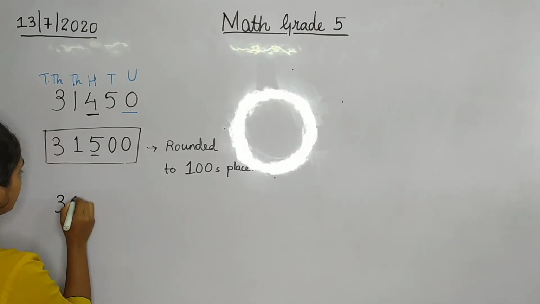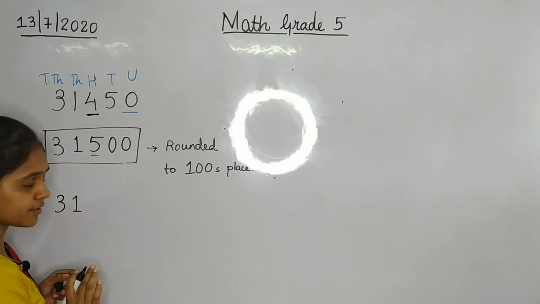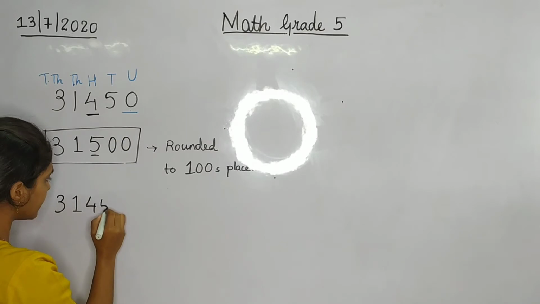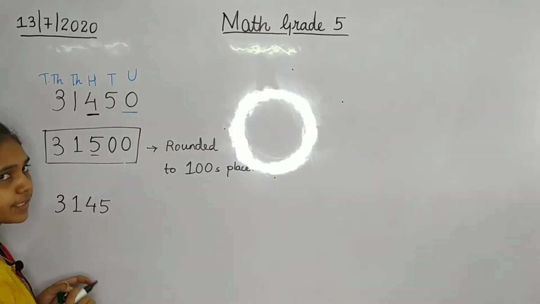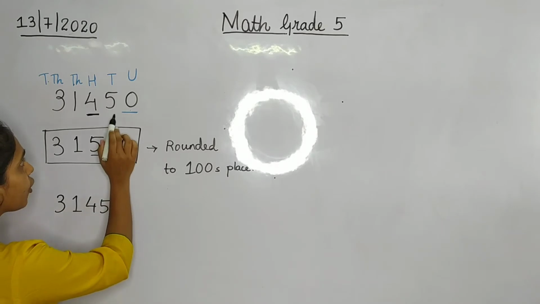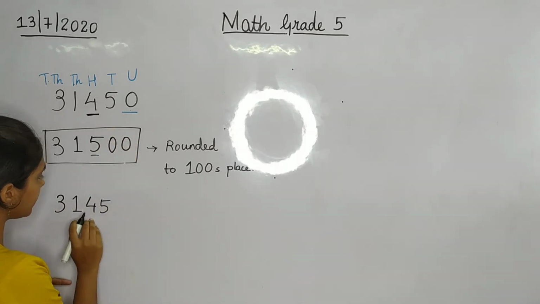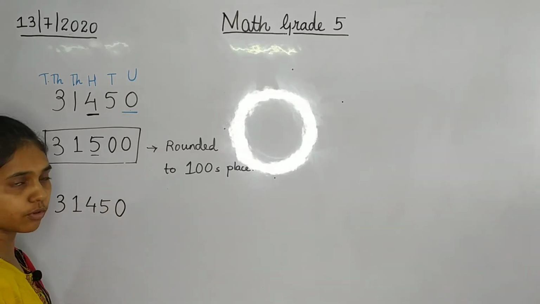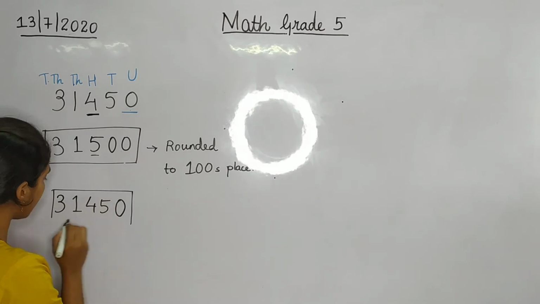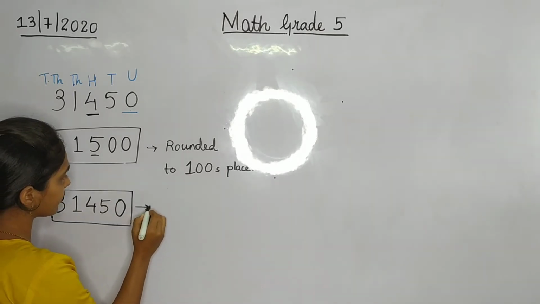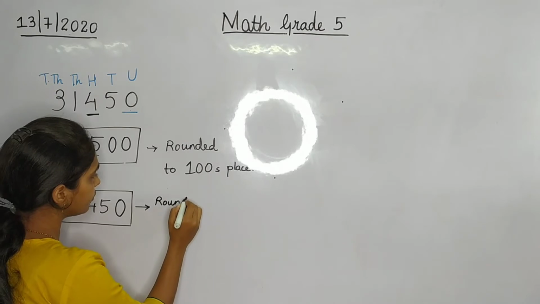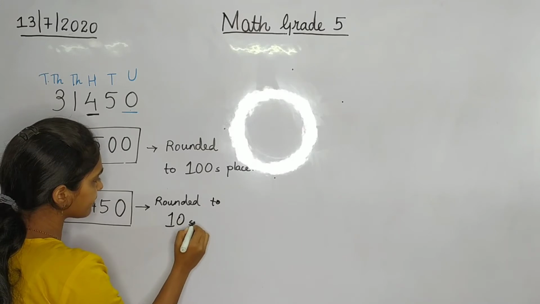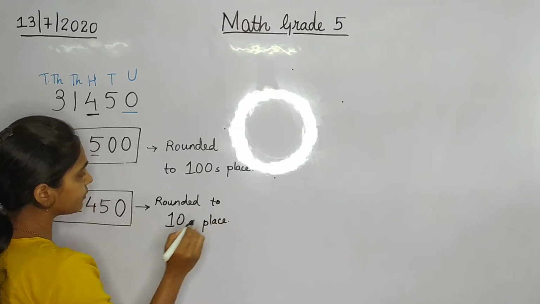So 3, the previous numbers will also remain as it is, okay? So 3, 1, 4 and 5 remain as they are because the number after 5 is lesser than 5. So we are not adding 1 to this number. So we write 3, 1, 4, 5. This is the rounded off number and the number after 5 will be 0. Okay. So this is the number rounded off to its tens place. Everyone has understood this?